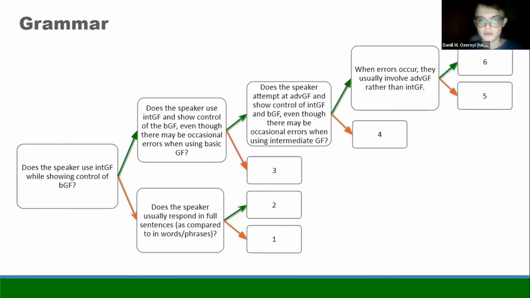Really, if we look at this rubric, we have, does the speaker use INTGF while showing control of BGF? Then we move up and we see, does the speaker use INTGF and show control of the BGF, even though there may be occasional errors for using BGF? It's all about those abbreviations. It's all about the levels of those structures. So I think the most useful thing to do now for us is really to go through the levels of the structures.